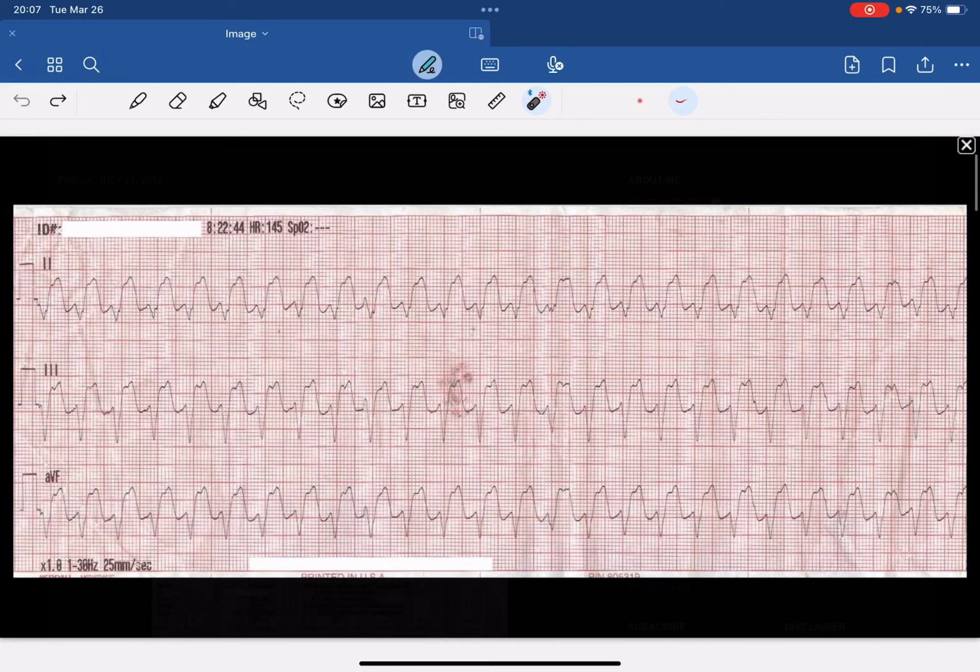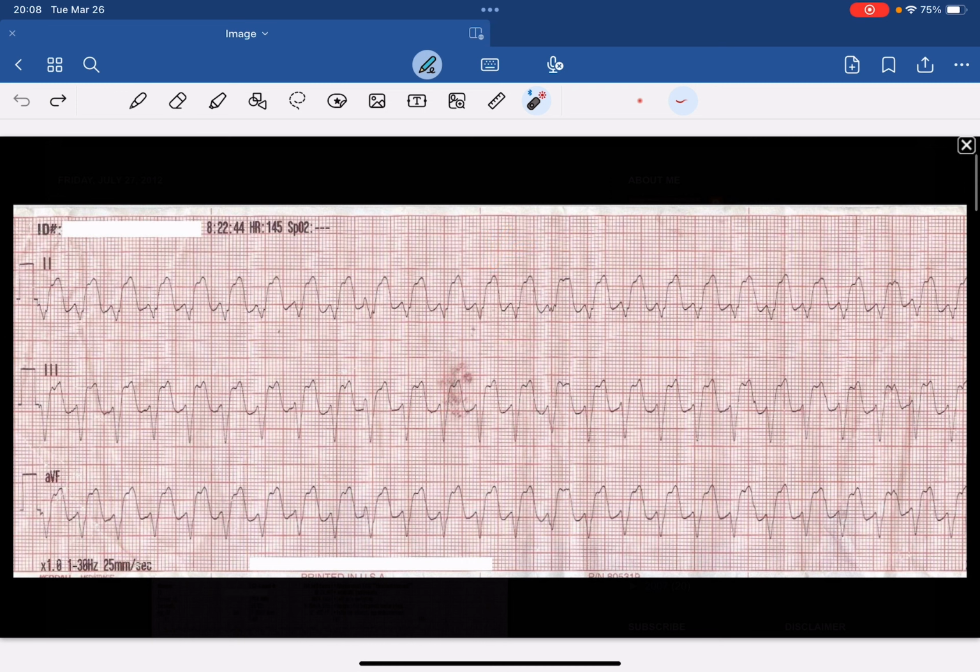So for this video, I thought it'd be a good idea to go over a case where a monitor misidentified T waves for QRS complexes, and as a result, shocked the T wave and put this patient into VFib.